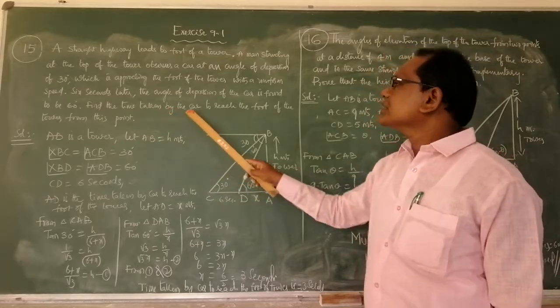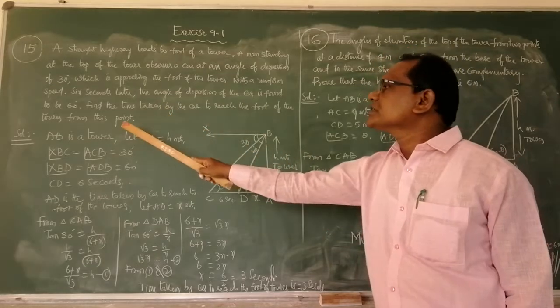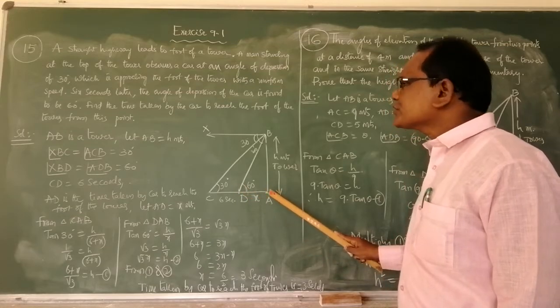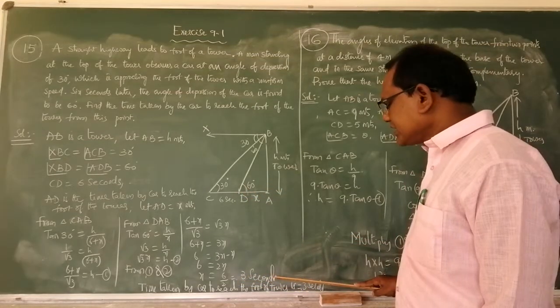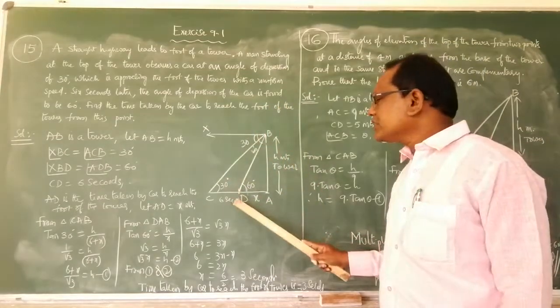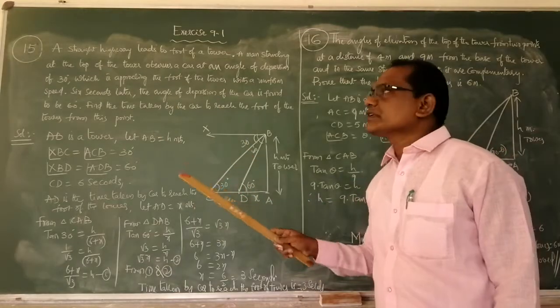The time taken by the car to reach the foot of the tower from the point D is 3 seconds. 3 seconds is the time taken by the car to reach the foot of the tower. That is the answer. It's very important.